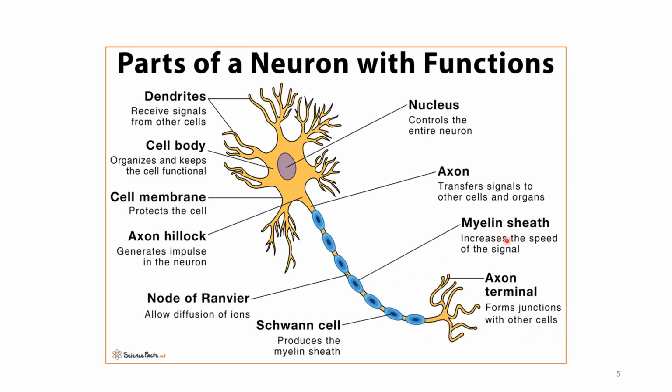This is the myelin sheath. We are talking about the peripheral nerve here. It is formed by Schwann cells in the peripheral nervous system. Why is this myelin sheath important? It increases the speed of the signal transmission. Here the Schwann cells will produce the myelin sheath in the peripheral nervous system, whereas oligodendrocytes will produce the myelin sheath in the central nervous system. And this nerve is covered by cell membrane that protects the cell. This is about parts of a neuron with its functions.